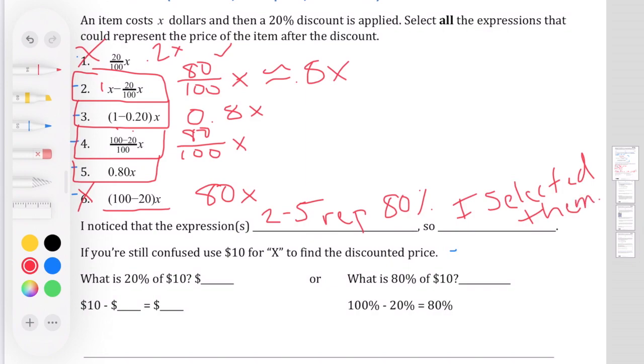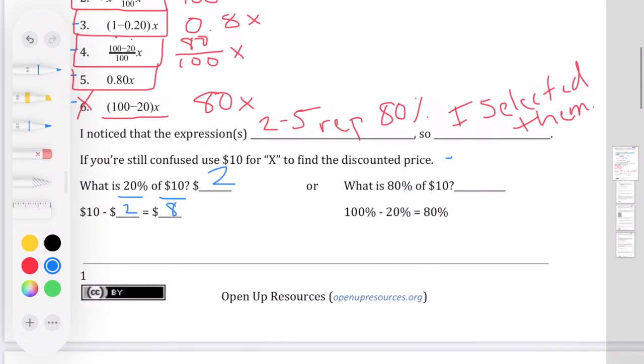Now, if you're still a little confused, we're going to break down the scenario a little differently below. So I'm going to switch to blue here. If you're still confused, use $10 for X to find the discounted price. So what is 20% of $10? Well, if you said $2, you'd be correct. Well, 10 minus $2 is $8. Now, if we wanted to look at this a little differently, we could have, what is 80% of $10? Well, if you wrote $8, you'd be correct.